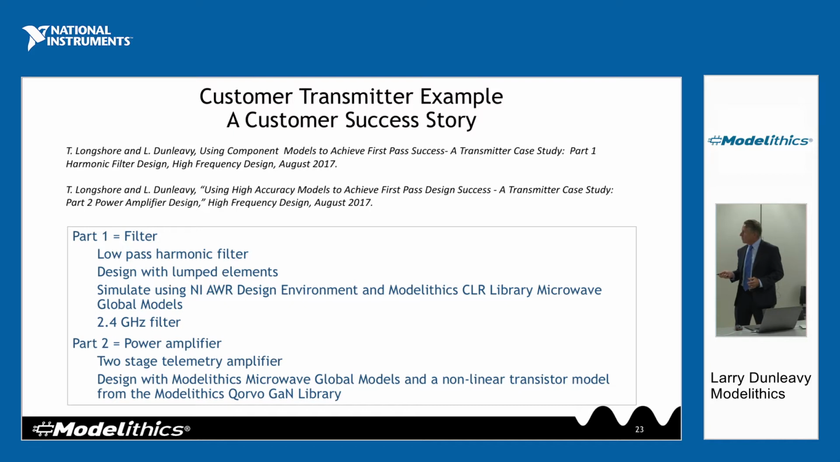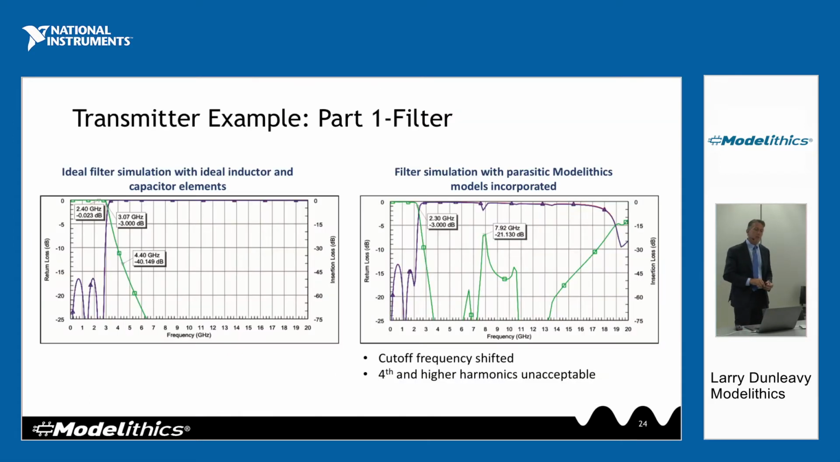So the first part was a filter design, and the second part was a power amplifier, and this was all part of a transmitter. So the filter was needed for harmonic suppression of the PA, and the PA was a two-stage design using one of the Corvo GAN models. And it was an interesting story because he actually used the model a little away from the optimal point of voltage and so on, but it worked out well.